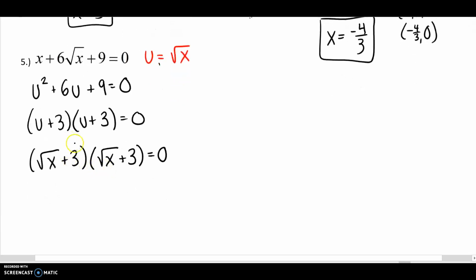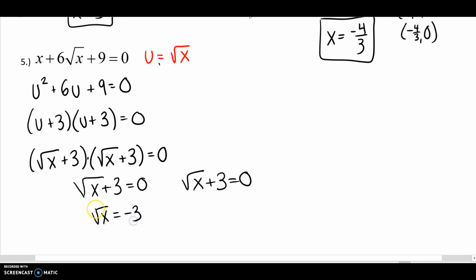So here's another example. Again, it's not a quadratic, but we can still use that zero product property. Either the square root of x plus 3 would have to equal 0. Well, this is repeated factors, so you're going to get the same result, but let's just prove that by solving. So you get square root of x equals negative 3. To undo the square root of x, you would square both sides, and you'd get x equals negative 3 squared, which is 9. Same thing here.